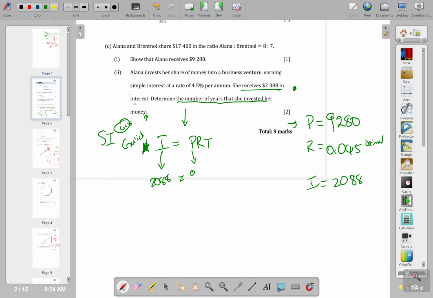P is 9,280. R is 0.045. And T, I don't know him. But you can't be doing an equation and not have anything to solve for. So that's the thing that we're going to solve for.